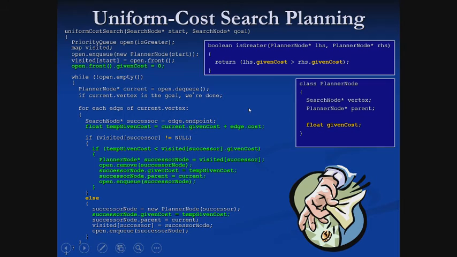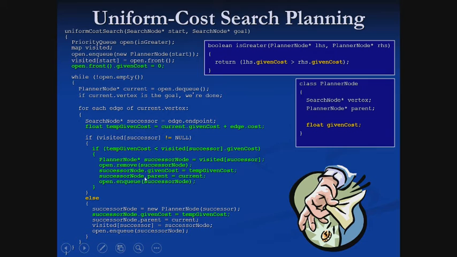Down here, if we found this successor and it already exists in our visited list, we're going to check: is it better than the one we already have? If the given cost we calculated is less than the given cost of the node that already exists in our visited list, then we're going to swap it out. We take the old one out of our open list, reset its given cost and parent to the new values we just calculated, and then put it back in. So take it out, reset the values, put it back in. We're basically just replacing that node.